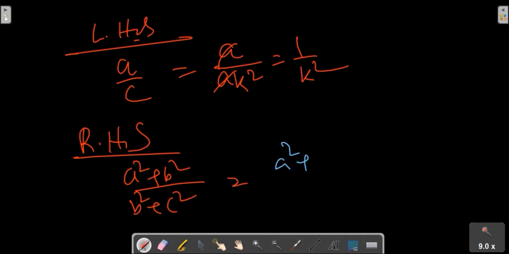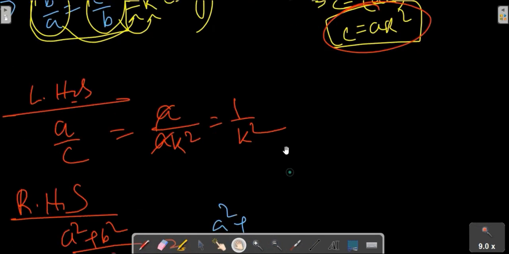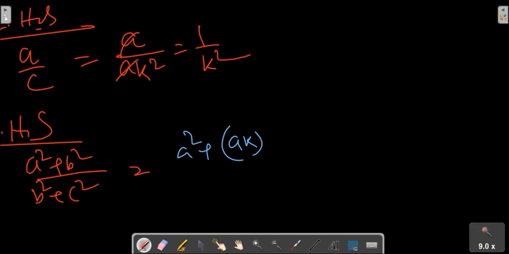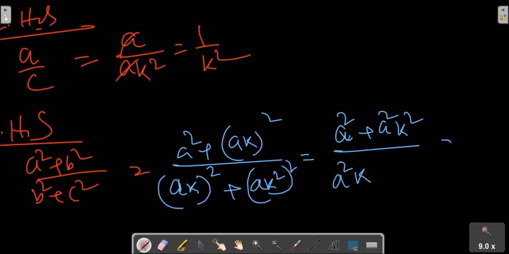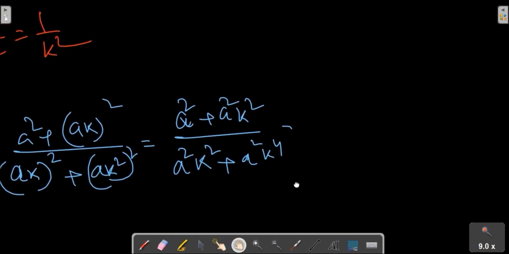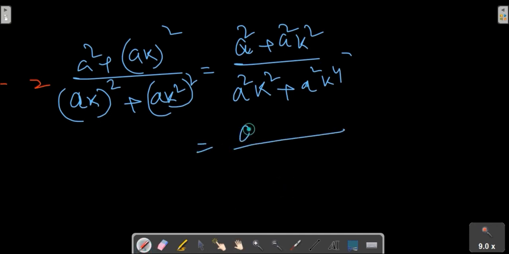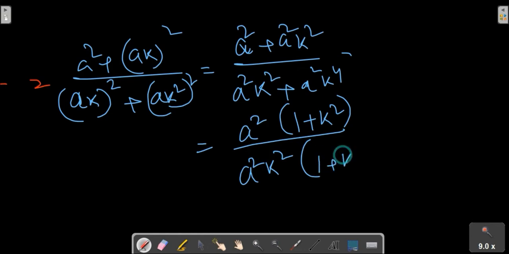In the place of b, see b was equals to ak, so I have to put ak its square, right students? And in the place of b square here also ak whole square, and c is ak square already, and that squared. If I proceed with the simplification, here I'm getting a square, here a square k square, plus here a square k4, right? So let's see what we can take common now. From the upper part I can take a square common, so 1 plus k square will be left. And from the bottom part I can take a square k square common, so that 1 plus k square will be left.